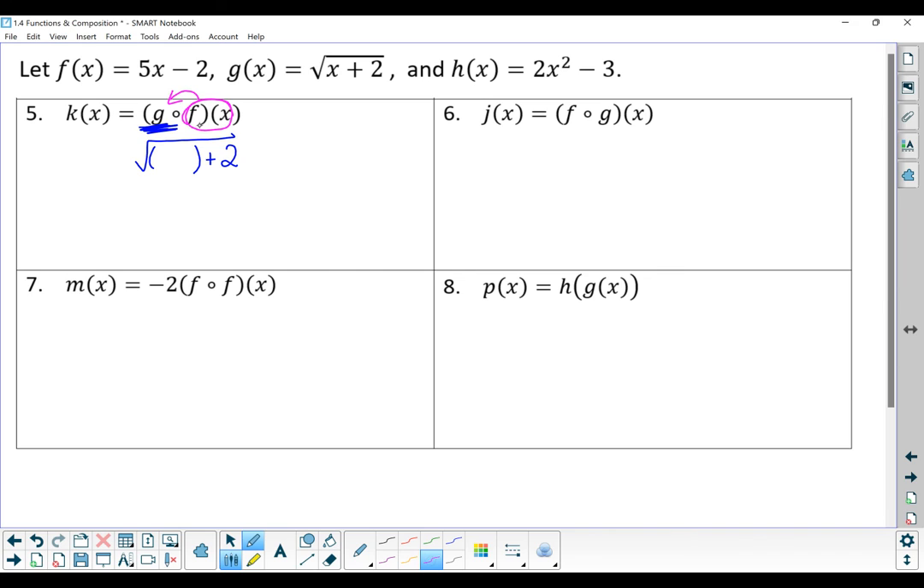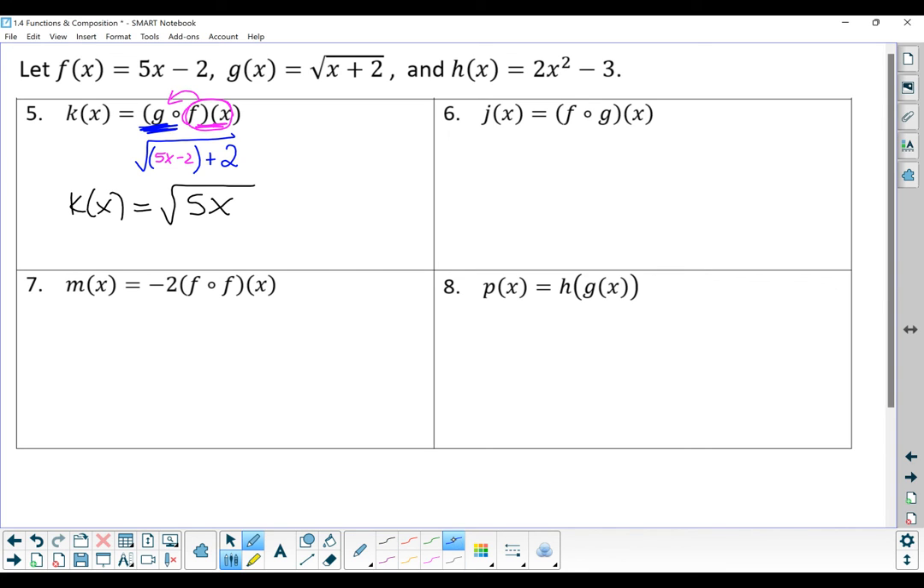The thing that I'm subbing in is function f. So function f is 5x minus 2. So my new function k is the square root of 5x minus 2 plus 2. Well, hopefully you recognize that inside this root symbol, I can go ahead and subtract the 2 from the positive 2, and so my answer is just the square root of 5x. Those parentheses right there can be removed, and then the 2's can be combined.